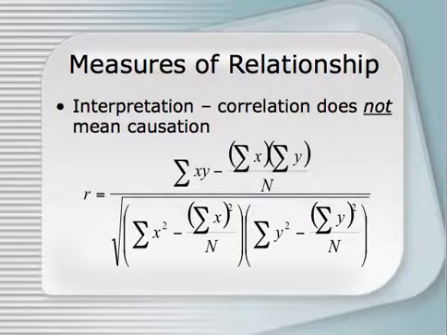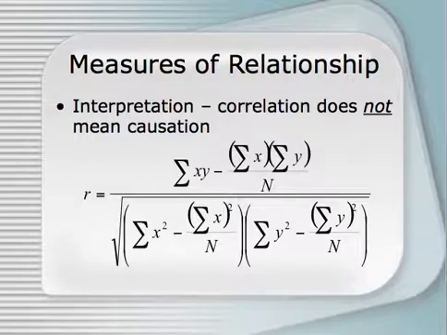Interpretation, looking at a correlation coefficient. Correlation does not mean causation. It only means that a relationship exists between two variables. It does not mean that one variable causes the other variable or changes in the other variable. Again, recall that in order to establish causal relationships, we have to do experimental research. Correlational research is only used to establish relationships.